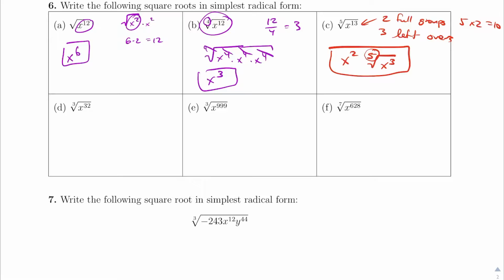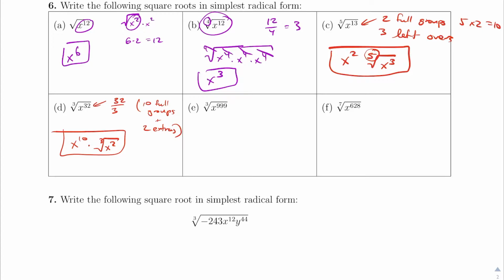Cube root of x to the 32nd. For that one, what we have to do is divide it by 3, so we make 32 over 3. That's 10 full groups plus 2 extras. So we get x to the 10th, and then inside the cube root, we still have x squared. And I'm leaving an extra space there just to show they're outside, but you don't have to leave a space quite that big, actually.